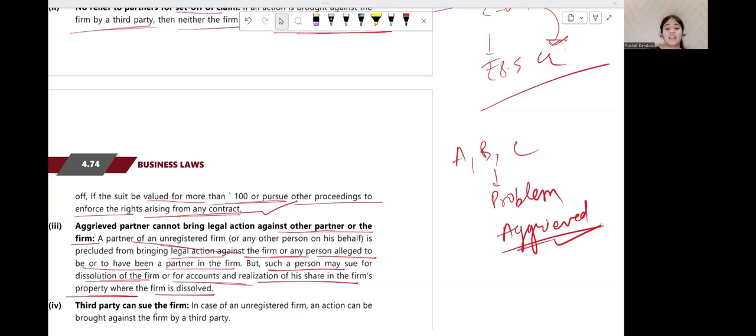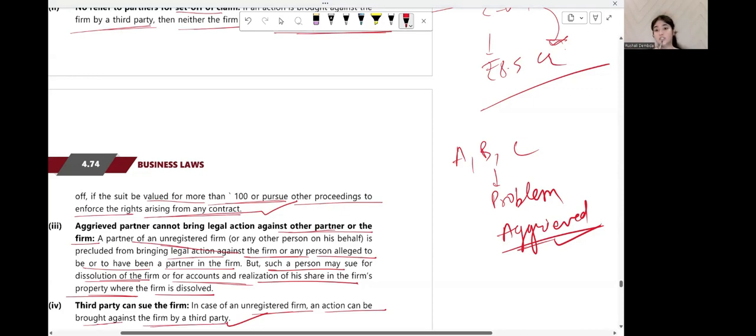Then third party can sue the firm. In case of an unregistered firm, an action can be brought against the firm by a third party. But third party has the right against you, because even though you're not registered, third party has the right that they can file a case against you. Okay.